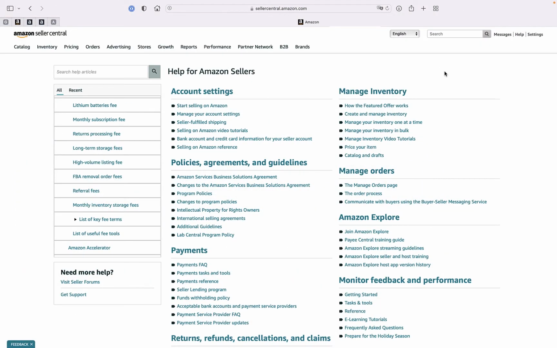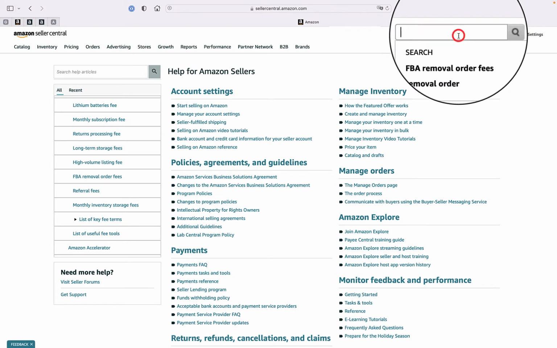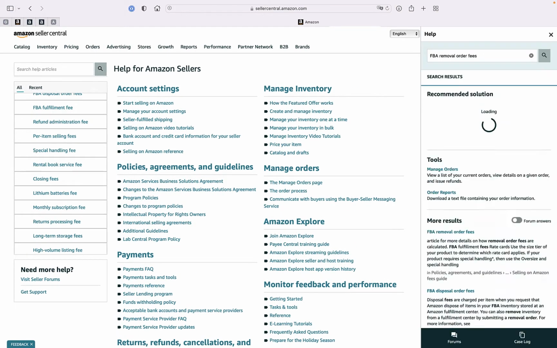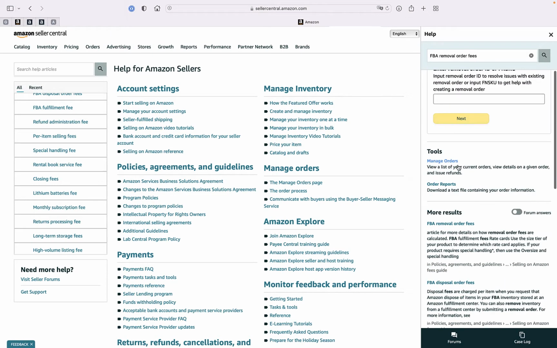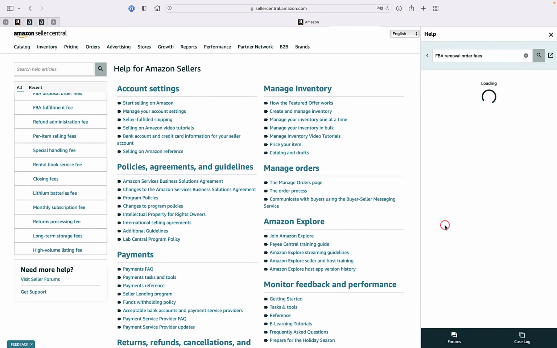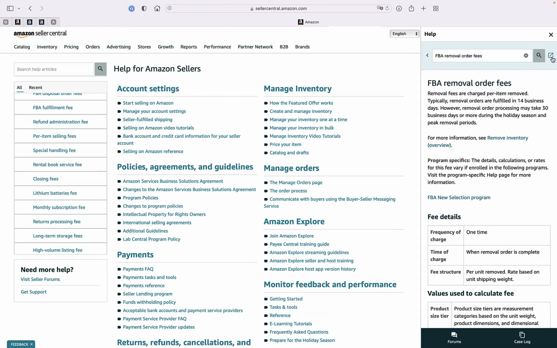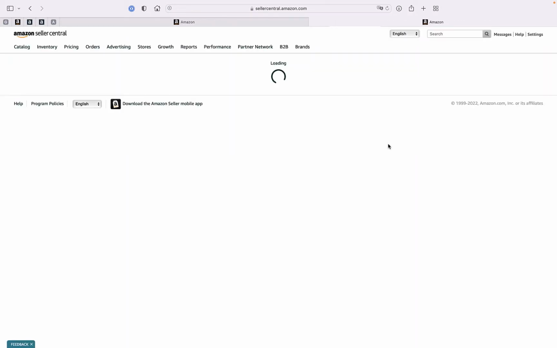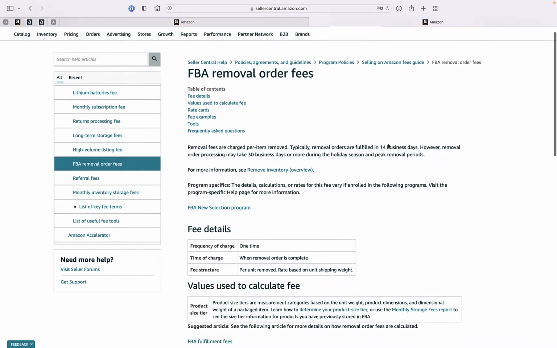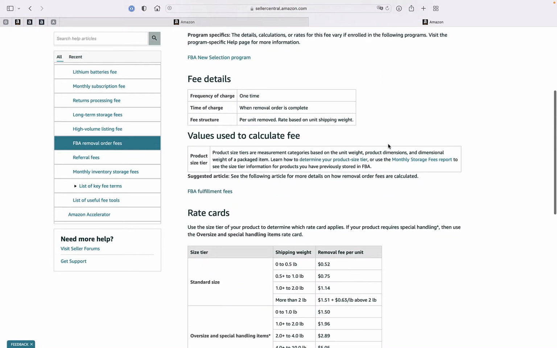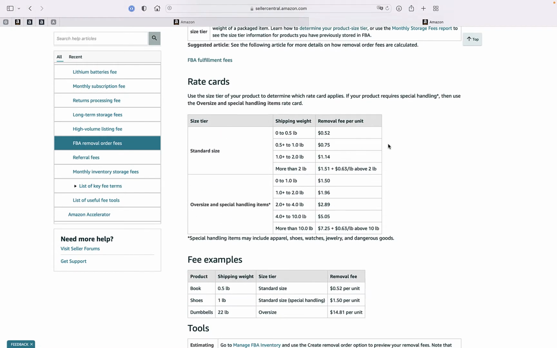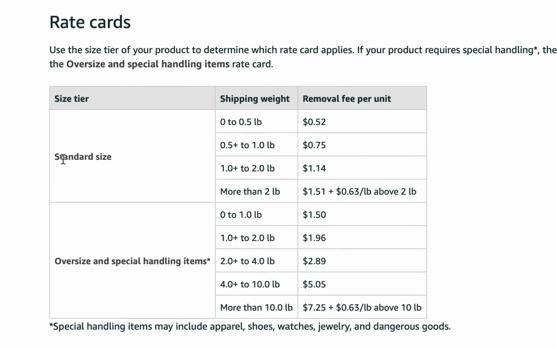So to find your fees, just go to Seller Central, and in the search bar up top, type in FBA removal order fees. When you search for it, you'll see the results here, FBA removal order fees, and I'm just going to open this in a new tab. So you can read the information on this page, but if you scroll down, here you see the rate cards. So again, it's based on your size tier and your shipping weight. This is not your dimensional weight, this is just your pure shipping weight.